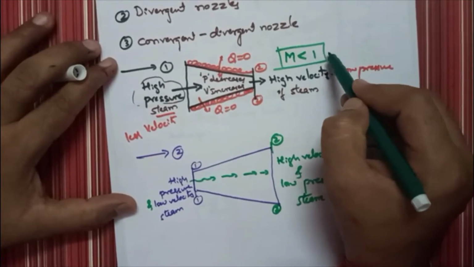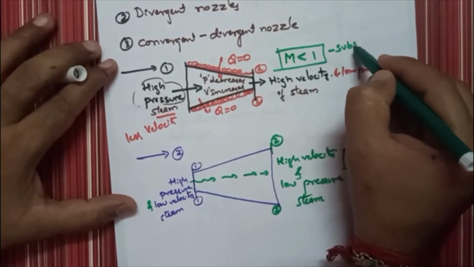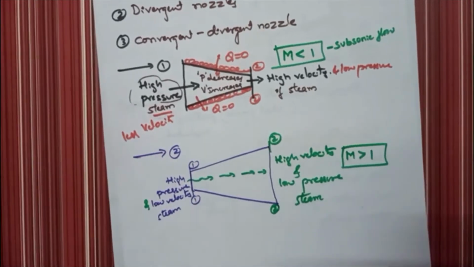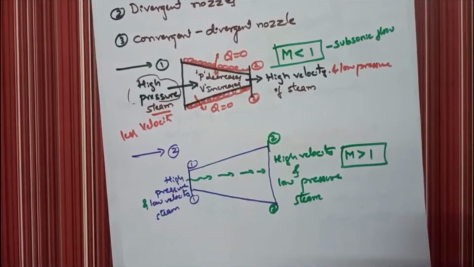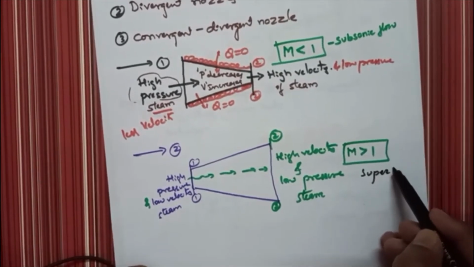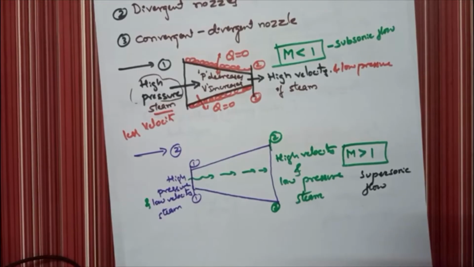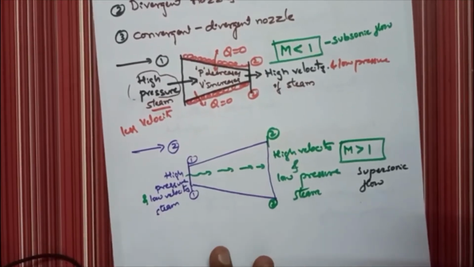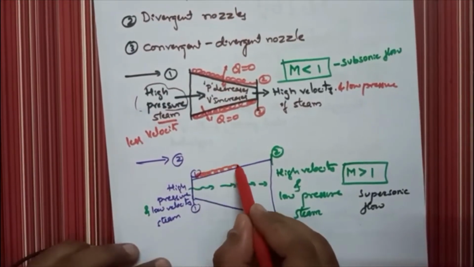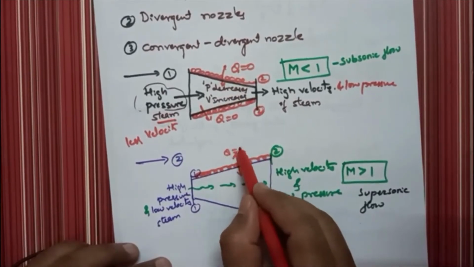If the Mach number is less than 1, it is called subsonic flow. If the Mach number is greater than 1, what will we call it? Yes, supersonic flow. In the next topic we will discuss the definition of Mach number and so on. So these are the two types of nozzles. And as I told you again, the nozzles are insulated. Here the heat interaction between the system and the surrounding is zero on both sides.